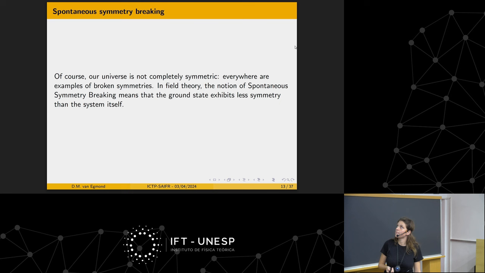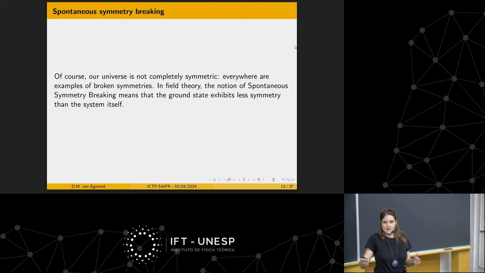Now I said that we see symmetry all around us. But of course, we also see that our universe is not completely symmetric. We see everywhere examples of a broken symmetry. Look at the chair, for example. Even though the atoms inside the chair will respect a lot of the symmetry laws, we can just see by the shape of the chair that this breaks Lorentz invariance because of its deformation within space-time.